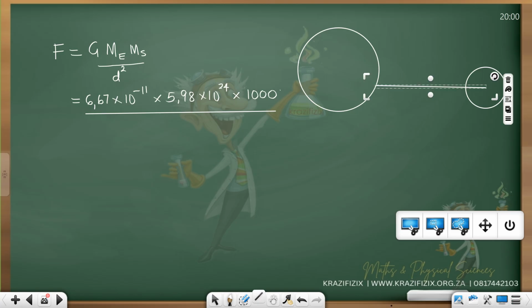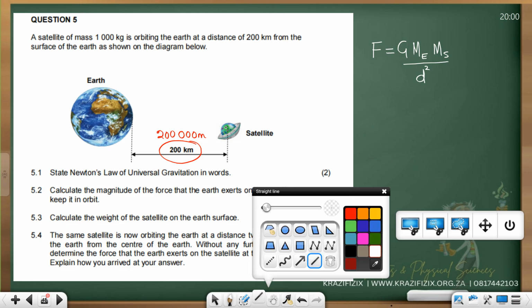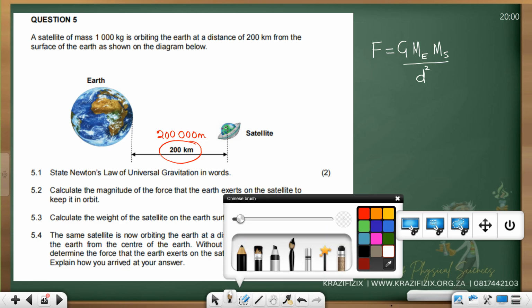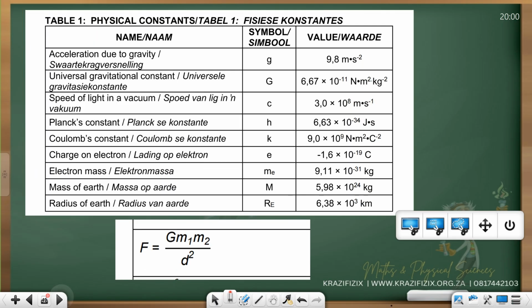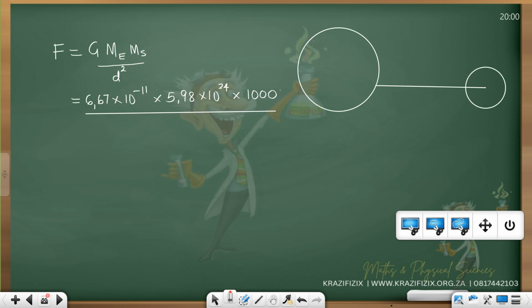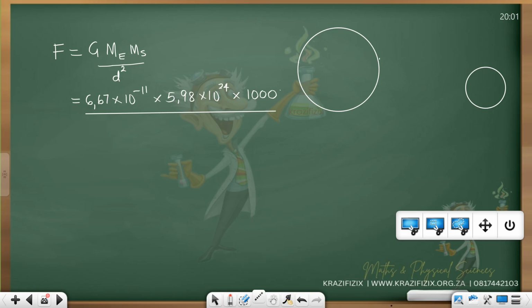Let's go back and see. They measured from the center, do you notice, to the surface of the Earth. Look at it. Where's my highlighter? Do you see? But they started from the center here. And they told us it's 200 kilometers. That is a very, very important information. Let me draw it exactly the way they have it.